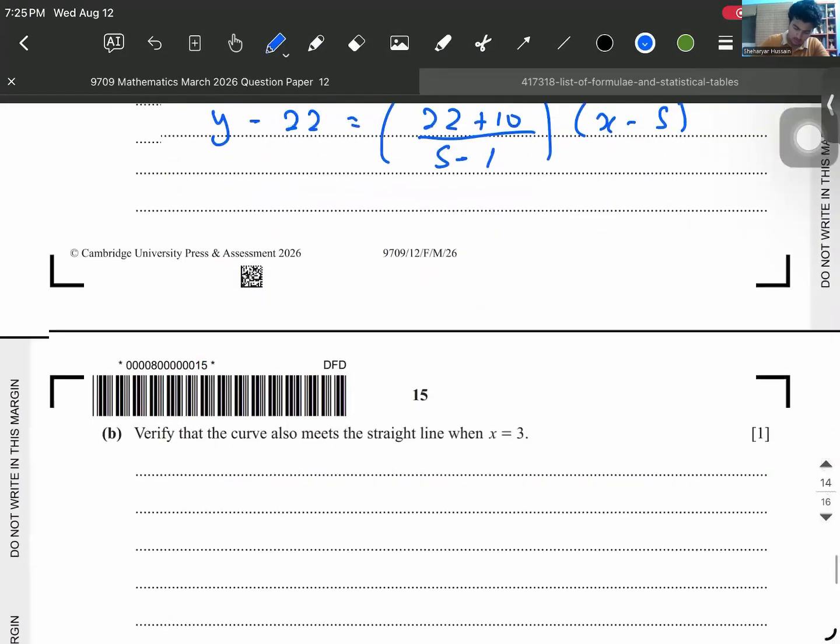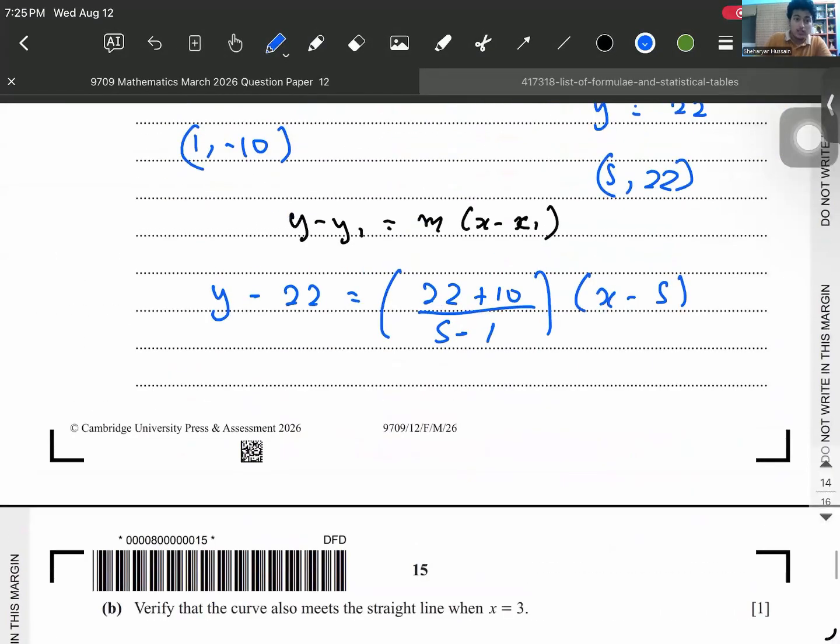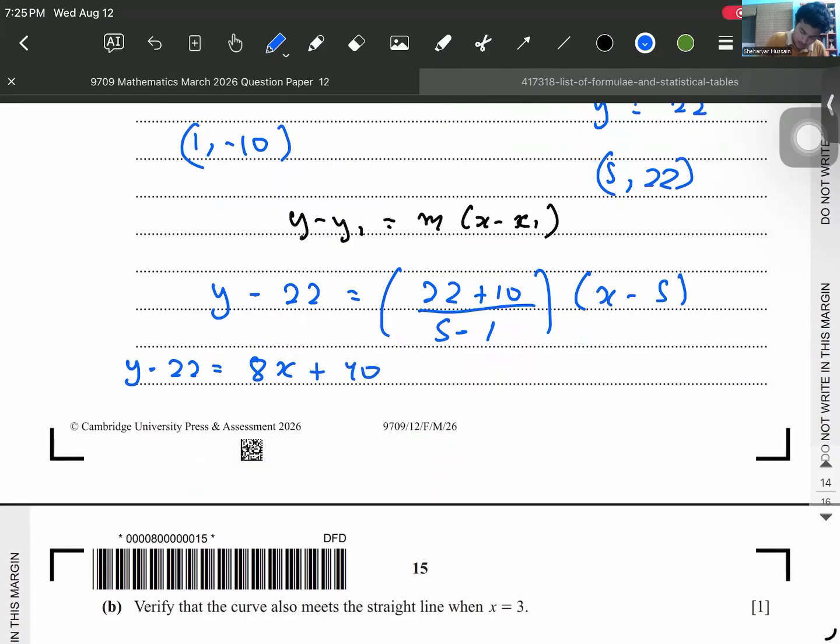Have they given enough space? Okay, they haven't given us enough space. Solving this further, we get y minus 22 equals (22 plus 10) upon (5 minus 1), which is an 8, so 8x minus 40. So we get the equation y equals 8x minus 40 plus 22, y equals 8x minus 18.